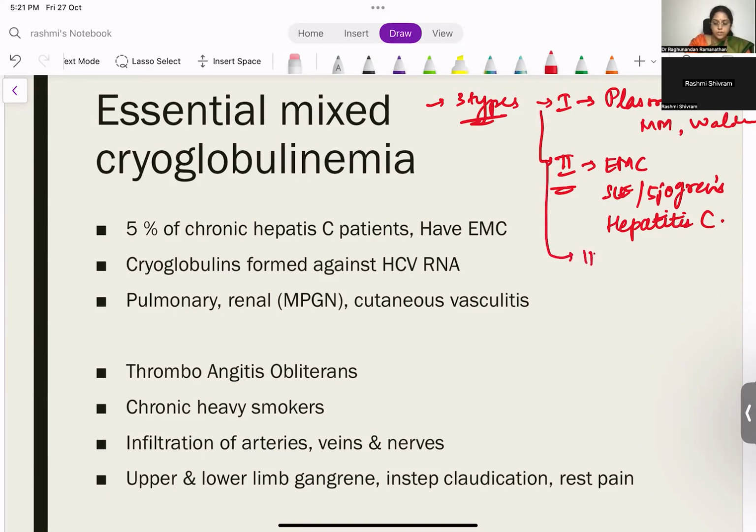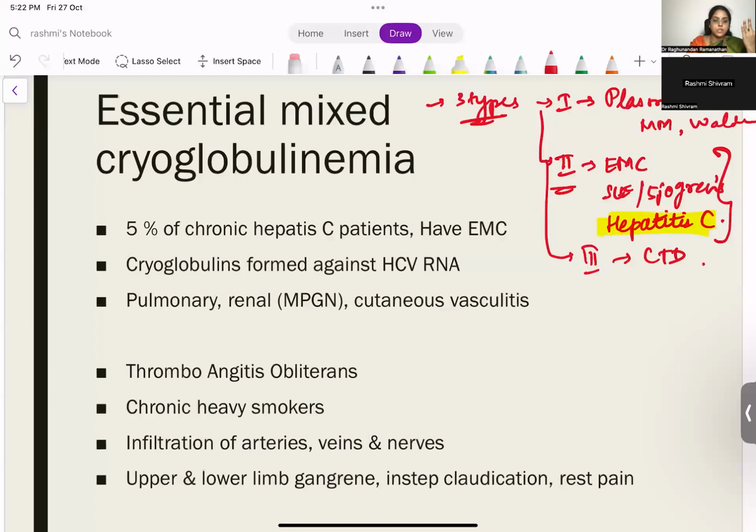And type 3. Where do you see type 3? You can see it in similar kind of patients, in other connective tissue disorders. But type 2, you must remember, is seen in hepatitis C infection. Type 2, hepatitis C infection. So what happens in this patient? They can have pulmonary manifestation, renal manifestation, or cutaneous vasculitis can be there.